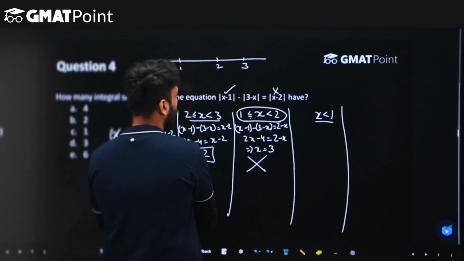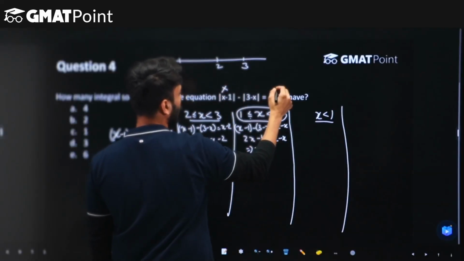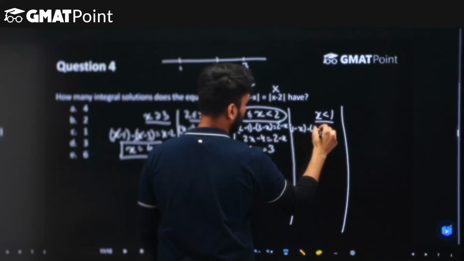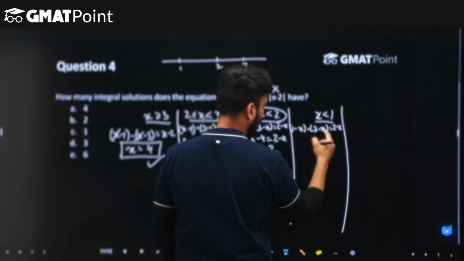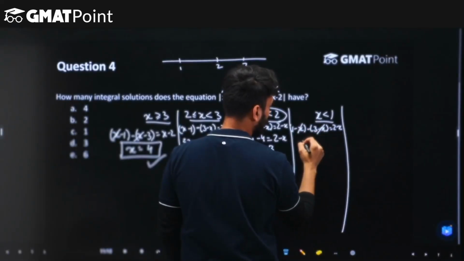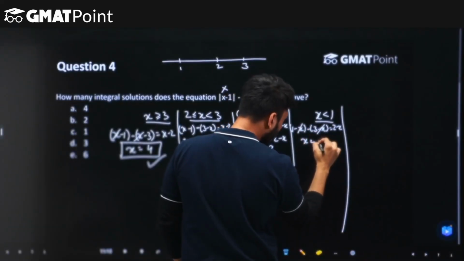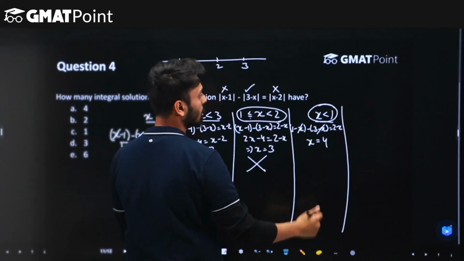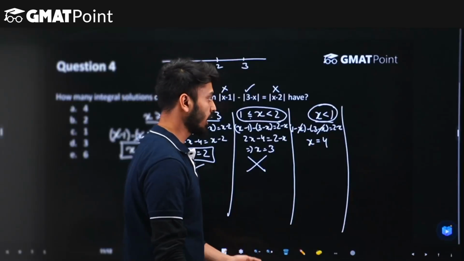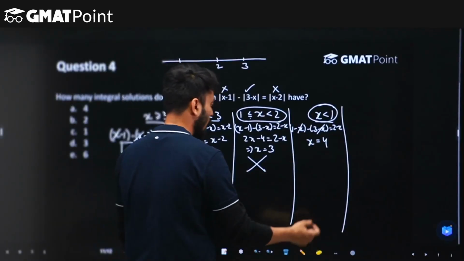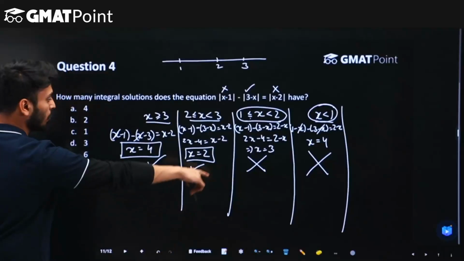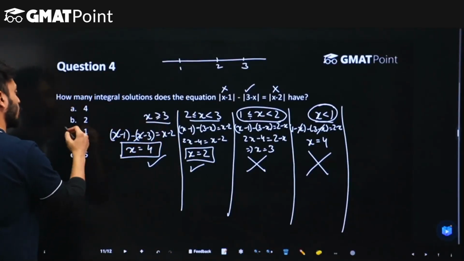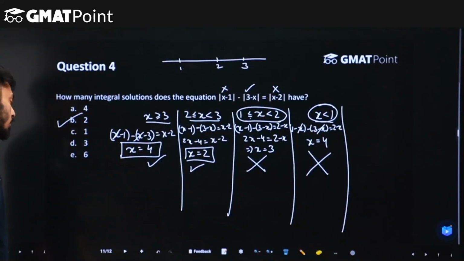Last range, x is less than 1. So now this time I will have negative, negative and positive. So I'll have 1 minus x minus 3 minus x is equal to 2 minus x. This will give me minus x and plus x cancel out. This gives me x is equal to 4 as well. But again, this is outside of my assumed region. I'm saying x must be less than 1, and the solution I get from that is a number greater than 1. Again, an invalid solution. So the only possible solutions are x equal to 4 and x equal to 2. So the answer to the question, how many integral solutions, is option B. There are two integral solutions.